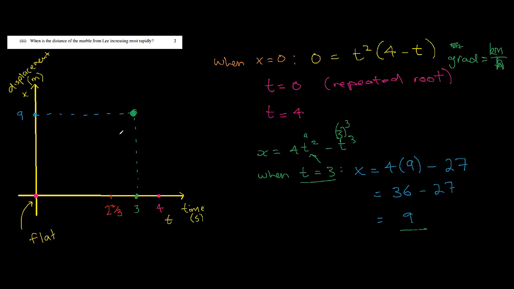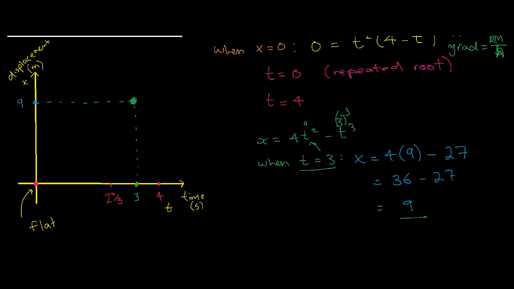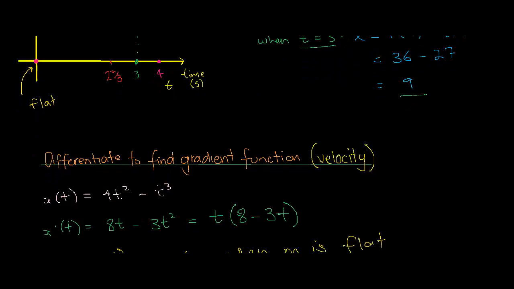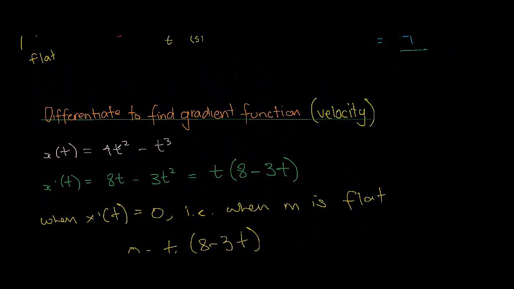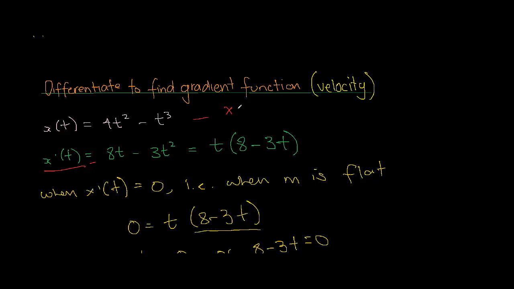Now I want to know at what y value is this stationary point? How far away is it when the velocity is 0, or alternatively when the gradient is flat? Well, here's our function that deals with displacement. You've got to be very careful what function you're using. This is your gradient function or your velocity function. This here in pink is the displacement. So if we want to chuck in 8 on 3, I'll write x of 8 on 3.